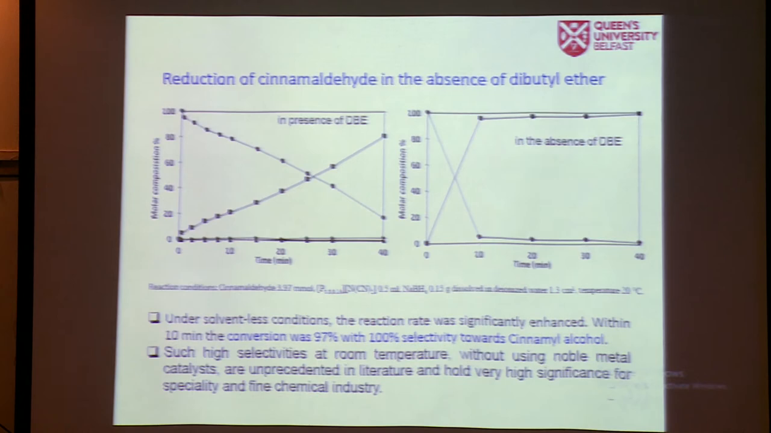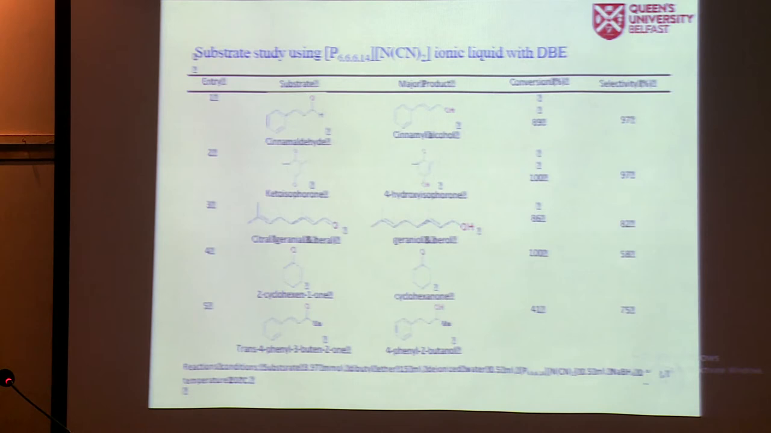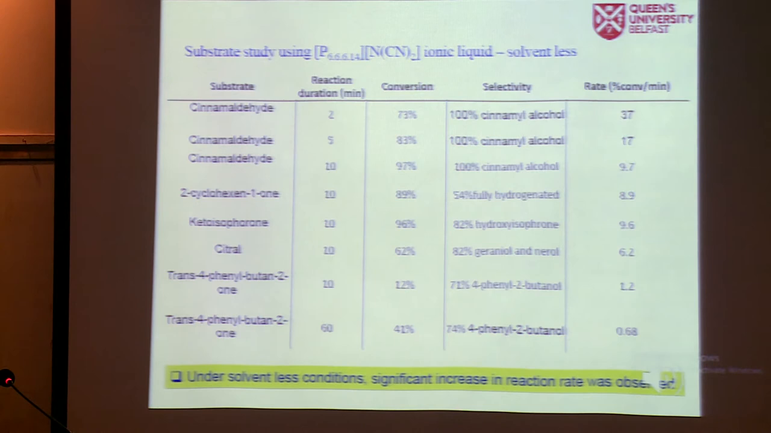And if you go to the next slide, yes, that shows a range of different substrates that were studied using the ionic liquids and sodium borohydride cocktail for reductions. This has cinnamaldehyde, ketoisophorone, citral, cyclohexenone, and trans-4-phenyl-3-buten-2-one. In all of these cases, we were able to achieve higher conversions and higher selectivities to the desired products which we wanted. If you go to the next slide. Yes. The next slide is the solvent-less condition for the substrate study. And under solvent-less conditions, the reaction rates were much faster than using the solvents. If you go to the next slide.